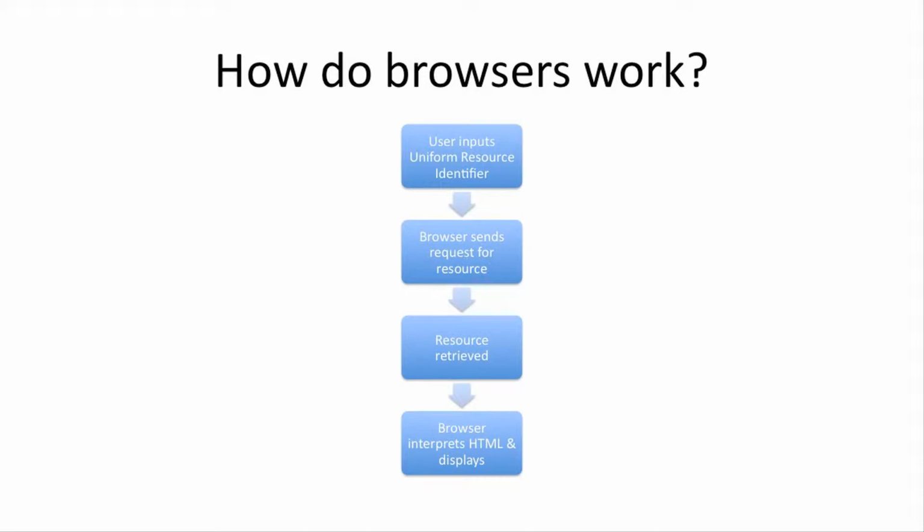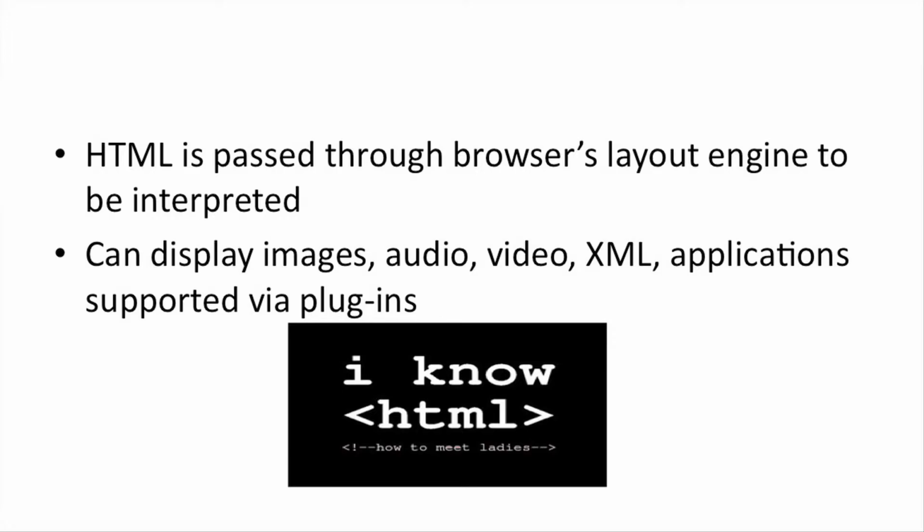So the browser sends out the request for that resource. It gets returned to the browser, and the browser then interprets it and displays it. What Taylor was talking about, the rendering engines: the HTML is passed through the browser's layout rendering engine, like WebKit or Gecko, to be interpreted. And it can display a bunch of things, as we all know.